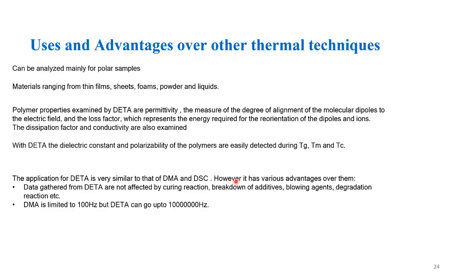So with DETA, the electric constant and polarizability of the polymers are easily detected during the Tg, that is the glass transition temperature, Tm, melting temperature, and the crystallization point. The application of DETA is very similar to that of DMA and DSC. However, it has various advantages over them. The data gathered from DETA are not affected by curing reaction, breakdown of additives and blowing agent, degradation reaction, etc. And DMA is limited to 100 Hz, but DETA can go up to several MHz. So you can see the different advantages of DETA.